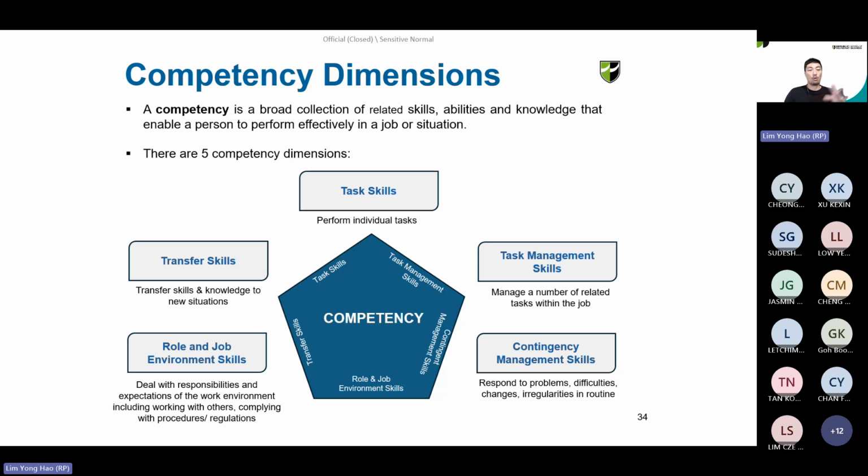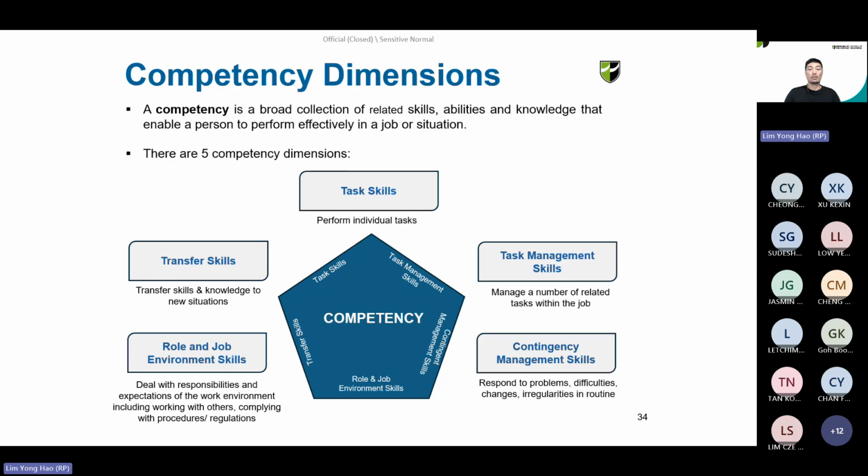So you have role and job environment skills, starting from the bottom left. Then you have transfer skills. Then you have task skills, which is the one that I think most of the time when we talk about skills, we're talking about task skills. But there's also task management skills. How do you manage the job?